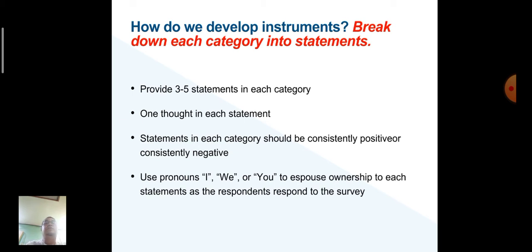We usually use the pronouns I, we, or you to espouse ownership of each statement as the respondents respond to the survey. For example, if you will be using I or we, you will be thinking that you are really the respondent that they are looking for, in order to answer some queries about the research.